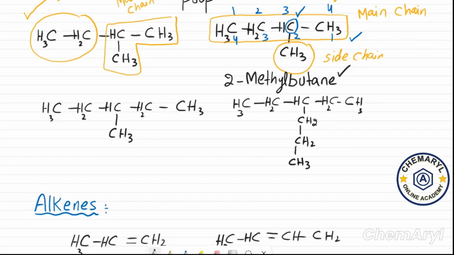Dear student, for naming the next compound, first of all, you have to identify the longest continuous carbon chain. How many students are saying this one is the long chain and this one group is called the side chain?